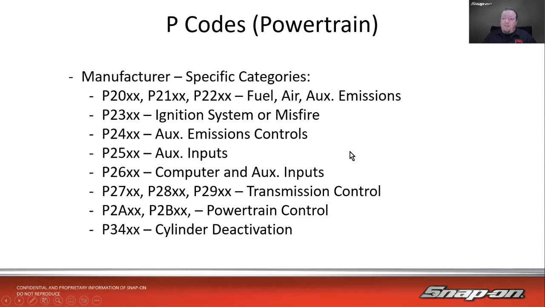So there are thousands of possible codes that are out there now. High, low, short to ground, short to power, outside of range, not performing correctly, whatever the manufacturer decides it needs to be. But there are codes for so many different things now. We just need to be able to go through, read the definition, figure out what's going on. And this at least helps us a little bit to figure out roughly what area we're looking at.